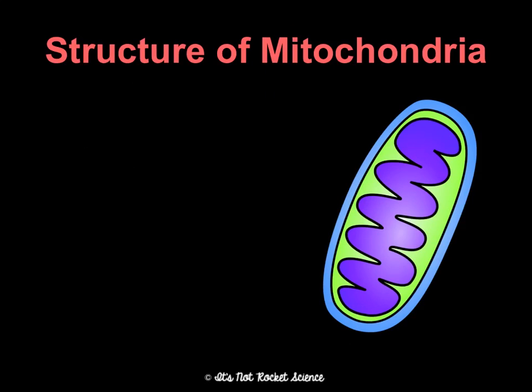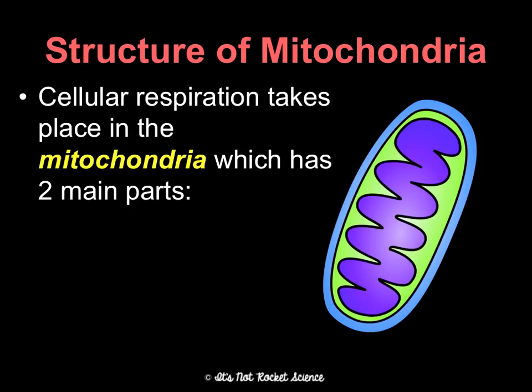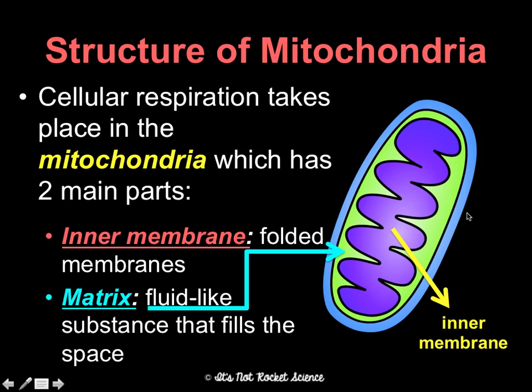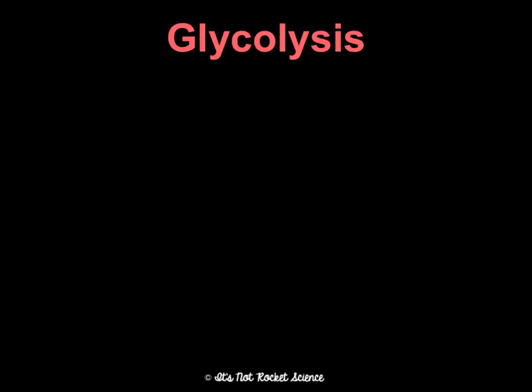Cellular respiration is mainly happening in the mitochondria, which we learned about in our cells unit. We learned about organelles. But we do need to know that the mitochondria has 2 main parts, similar to how the chloroplast had 2 main parts. It has the inner membrane, which is this like folded part in the middle. And then it has the matrix, which is like the fluid substance that fills the space. So just like the chloroplast has a membraney part and then a fluid part.